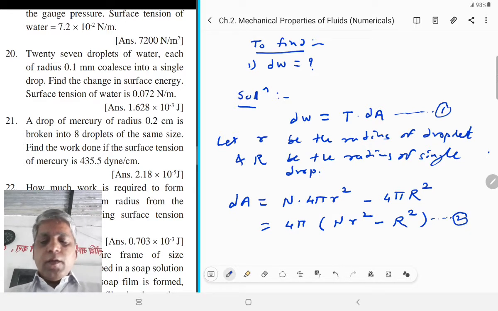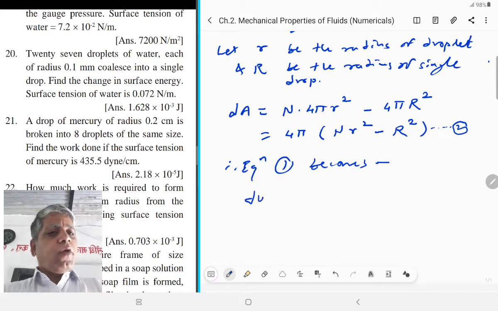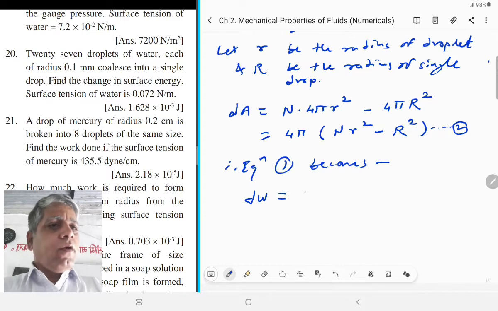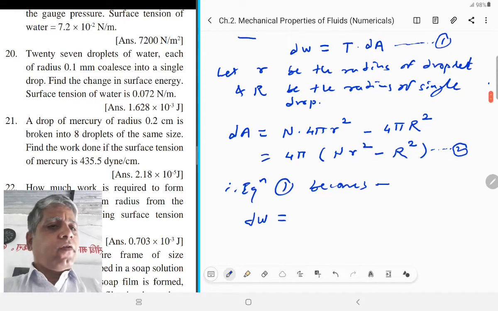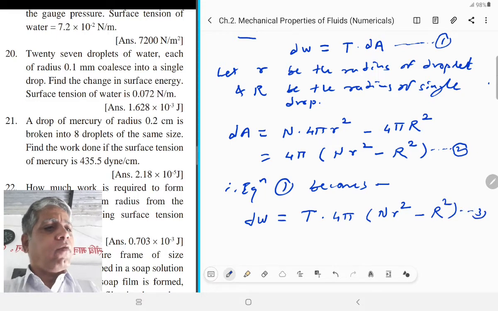Therefore, equation 1 becomes: change in surface energy, that is the work done, is equal to surface tension T into 4 pi into bracket n into r square minus capital R square. This equation is considered as equation 3rd.